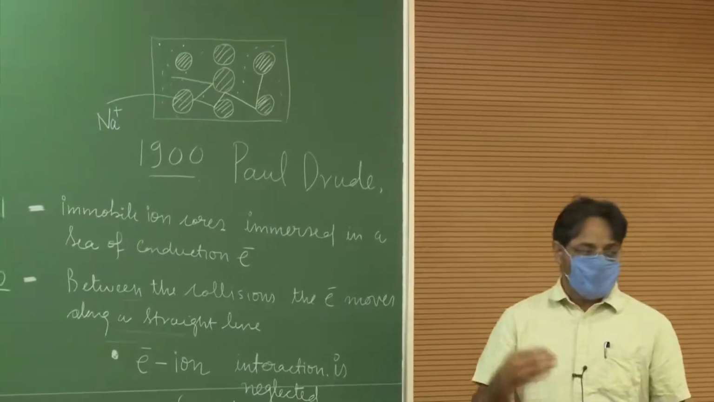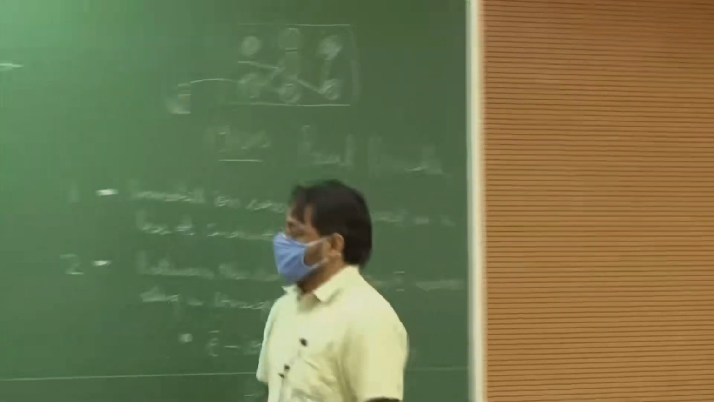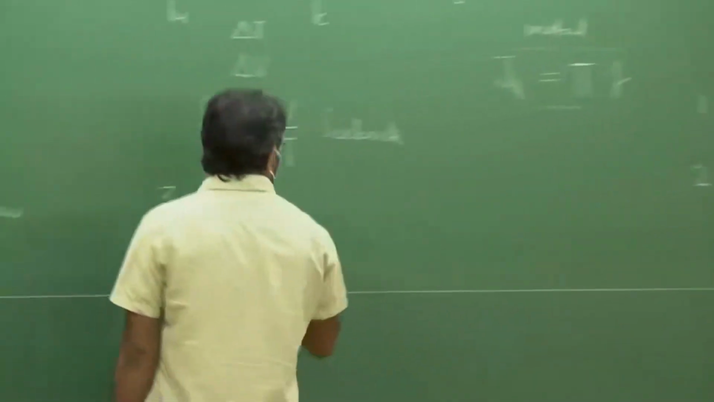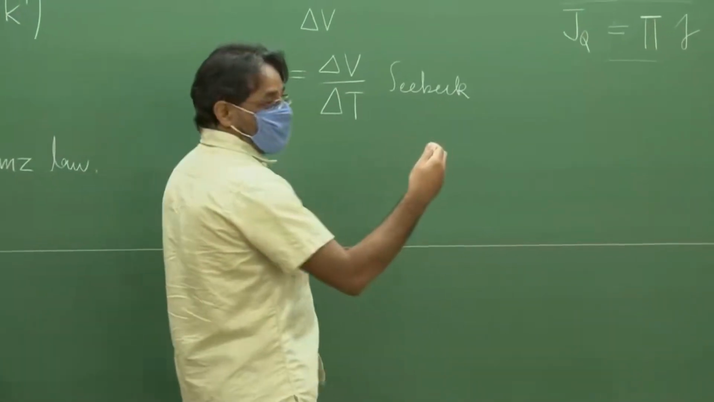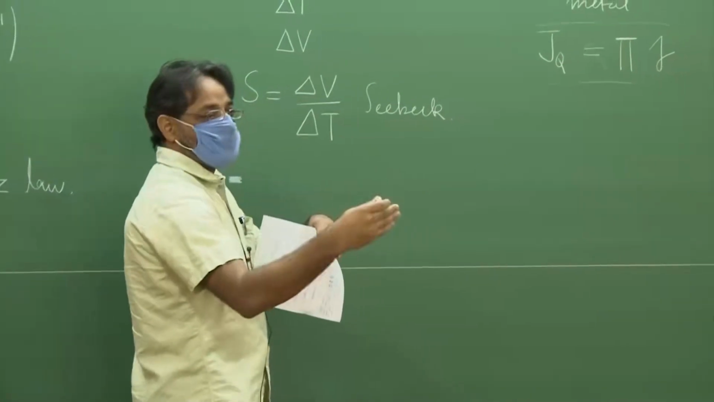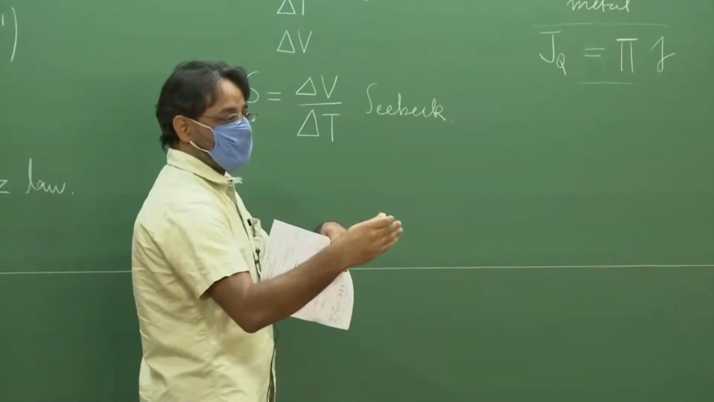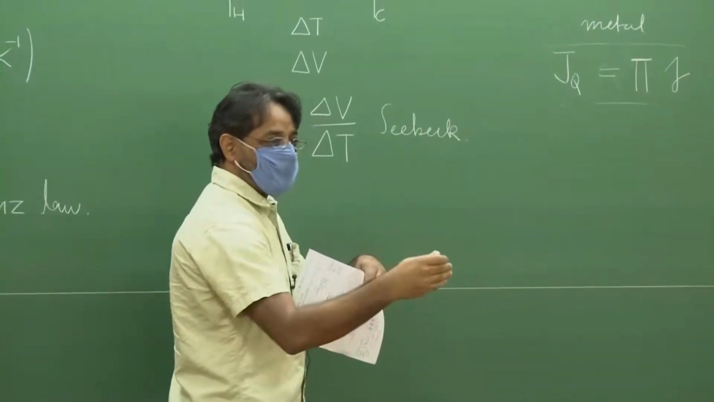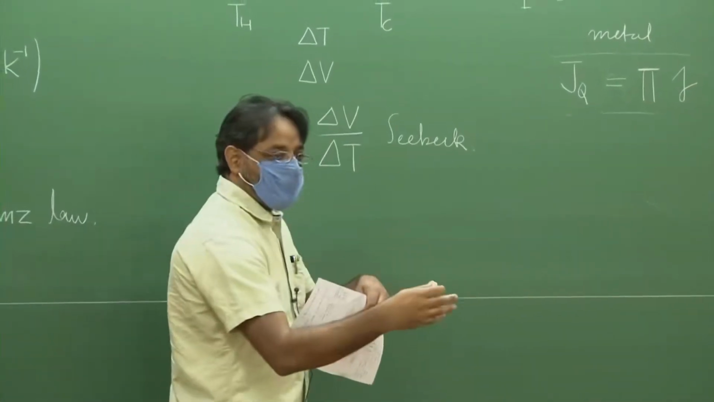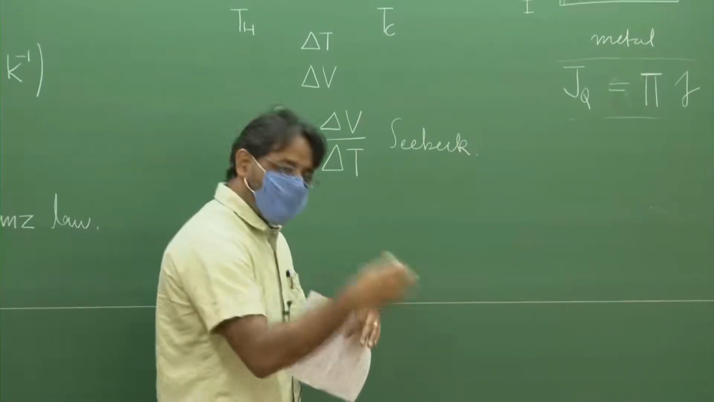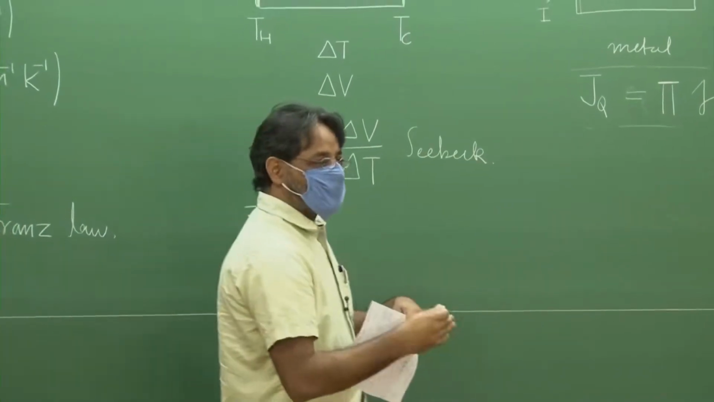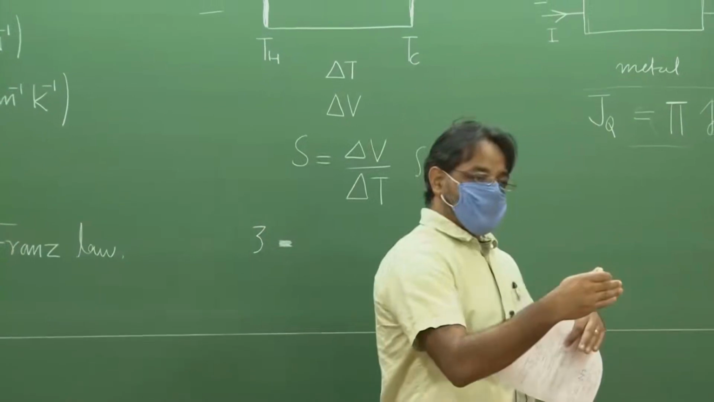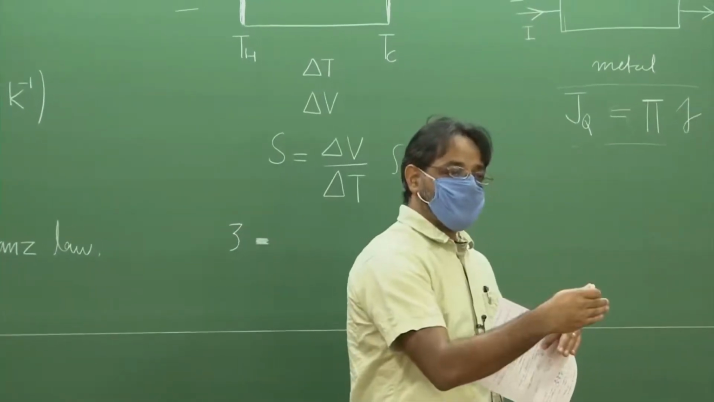So he said we have to define a quantity which is the average time between two successive collisions, on an average. Sometimes the electron will collide more frequently than that, sometimes less frequently than that, but we have to define an average time between two collision events that an electron undergoes.